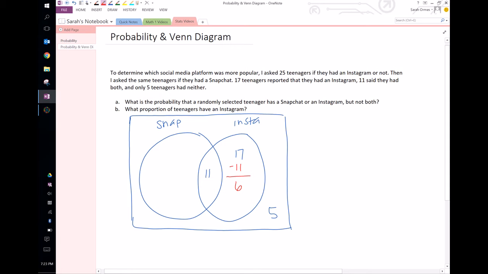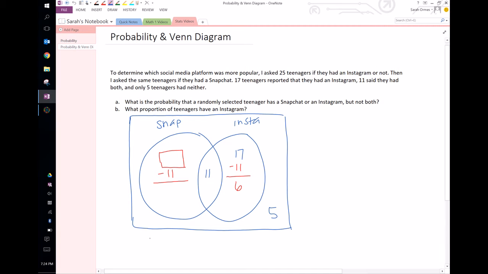So we're going to have to do the same thing on this side. So I'm going to set this up right now. I'm going to have some number right here that I need to find. I'm going to subtract 11, and that's going to give me the number of people that have only a Snapchat. But I'm not quite ready to figure that out yet.